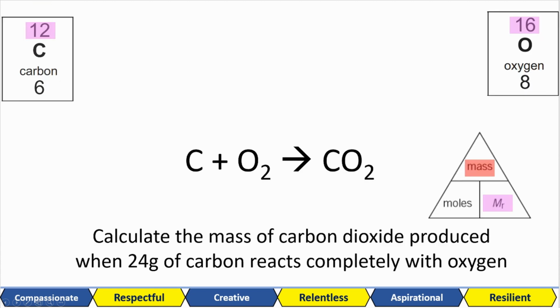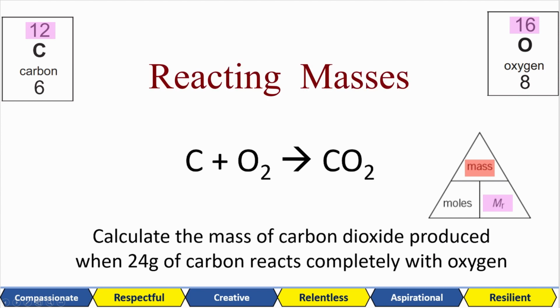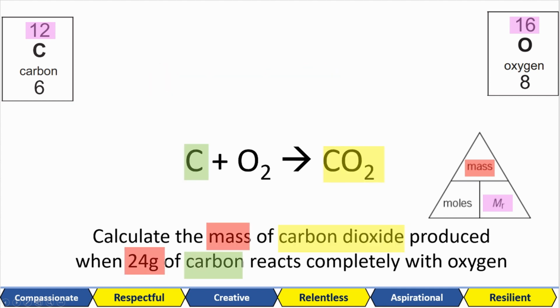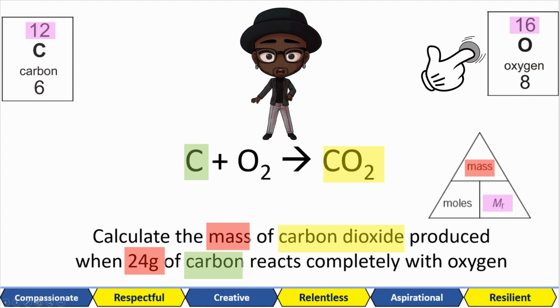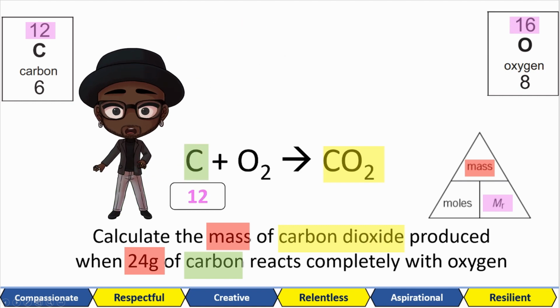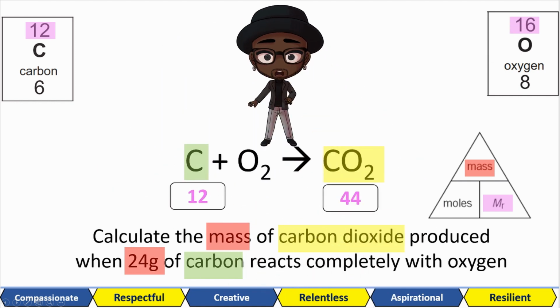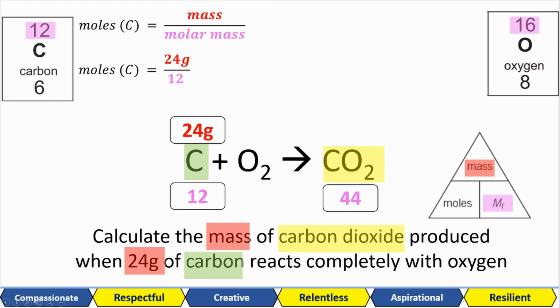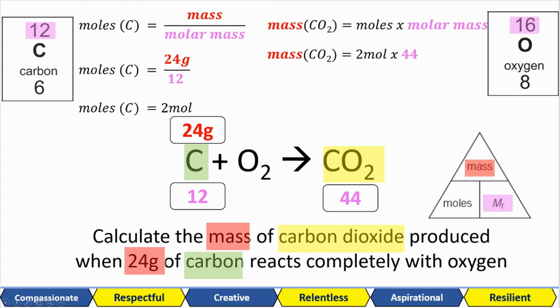Just a quick recap of the main idea from the last lesson. We looked at reacting masses. In this example, we tried to find out the mass of carbon dioxide formed from 24 grams of carbon when it reacted with oxygen. If you haven't seen that video, what are you doing here? Pause this one, go on to that one, and then come back so you are not confused. You can think of this lesson as just the complete reverse of last lesson.